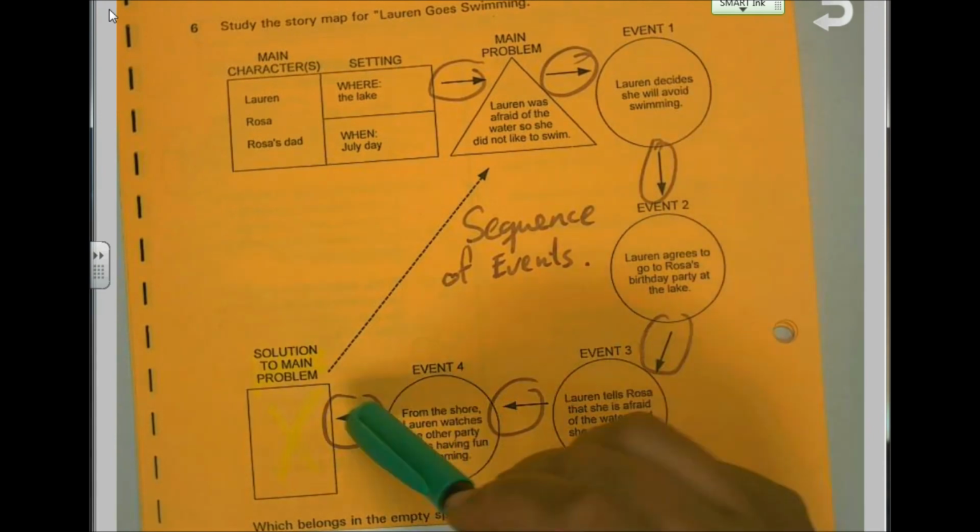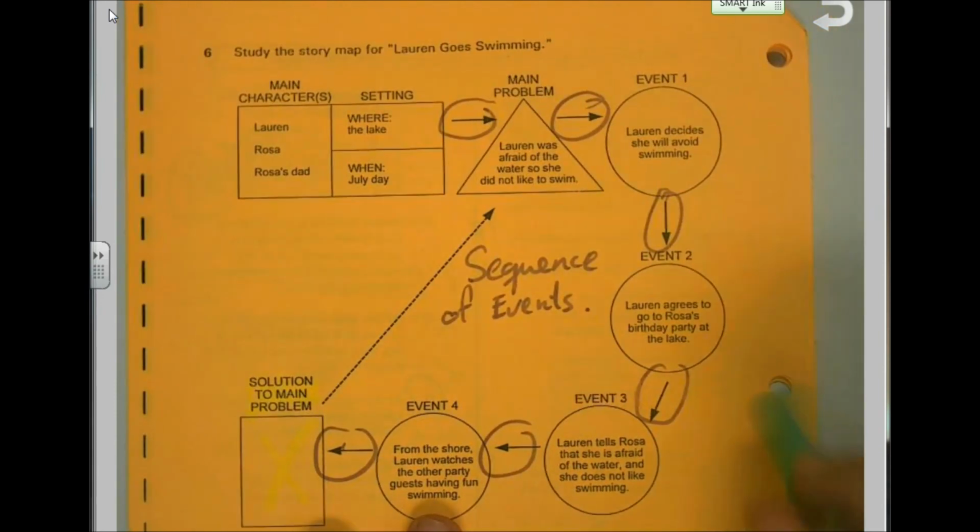I'm going to look at the different things that I see here. So I have event 1, event 2, event 3, event 4, and then there's an arrow pointing to this. So, the way that we solve this problem is very simple. We find each one of these in the story. Okay? So, number 1. Lauren decides she will avoid swimming. What paragraph is that in? Paragraph 1.